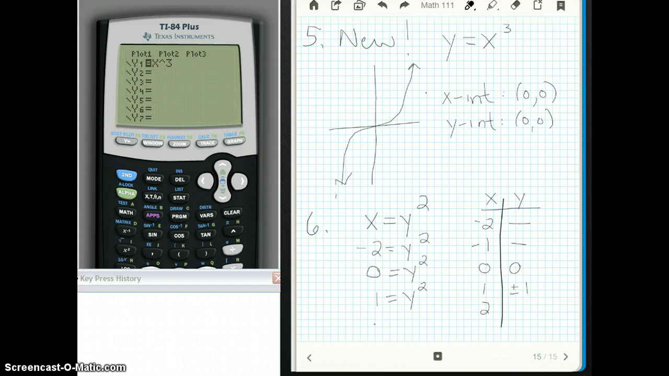Okay, what about 2? If 2 is y squared, well, if you square root both sides, you're again going to get a plus or minus. You're going to get y is plus or minus the square root of 2. Okay, well, that's good. What about if x is 4? If x is 4, 4 is y squared, well, then what? Y could have been plus or minus 2, right? Because if y is 2, 2 squared is 4. If y is -2, then -2 squared is 4. So we get plus or minus 2.